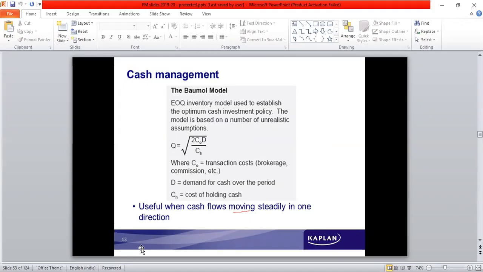Next one is the next current asset, which is cash management. At the beginning of this class, we've discussed that cash is not kept idle in the company, in the business. It is not kept idle, it is invested.